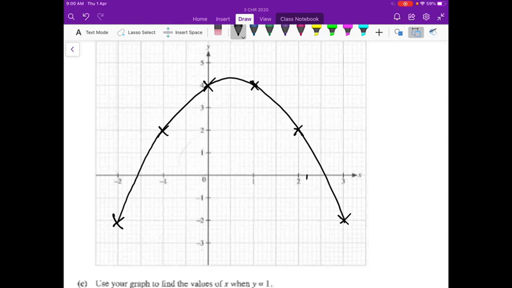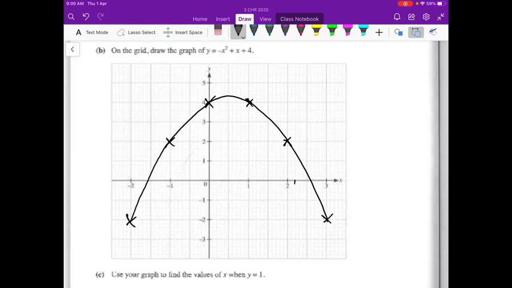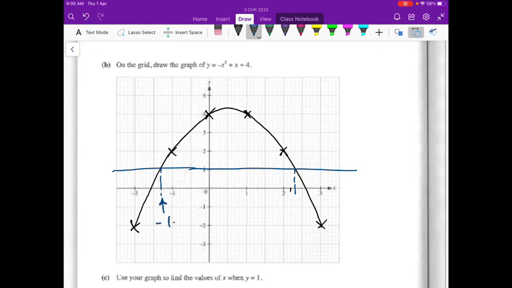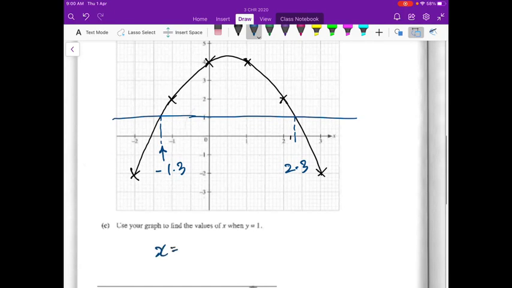Okay, so this is my graph. And now find the values of x when y is equal to 1. So take a ruler, draw the line of y equal to 1, and find the corresponding values. So for me, I have a value of negative about 1.3 lah. And this side, this is about 2.3. So these are my two values. X equals to negative 1.3, and 2.3.